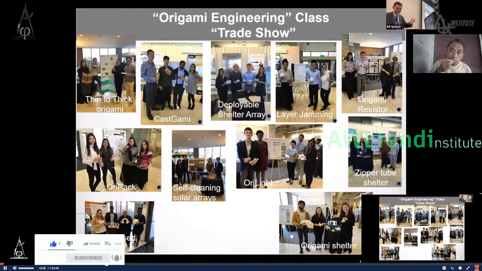And then you can see here interesting projects like this. The group here was in bioengineering. They did a cast, something inspired by origami for casting, so that it is more comfortable for the patient, an origami resistor, orilight, shelters, and so on.